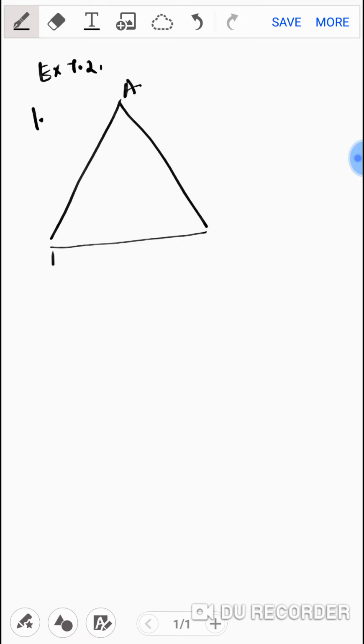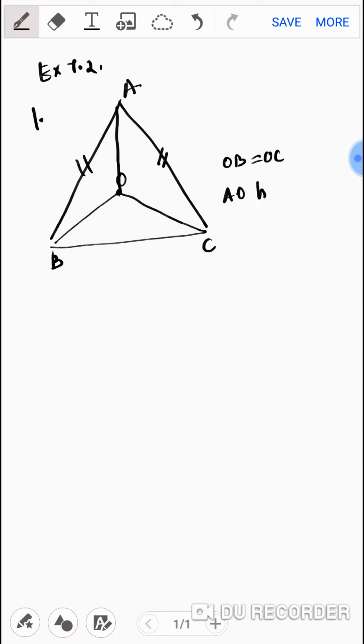Exercise 7.2. Problem number 1. In an isosceles triangle ABC, with AB and AC equal, the bisectors of angle B and C intersect at O. Join A to O. Show that OB is equal to OC and also show that AO bisects angle A.